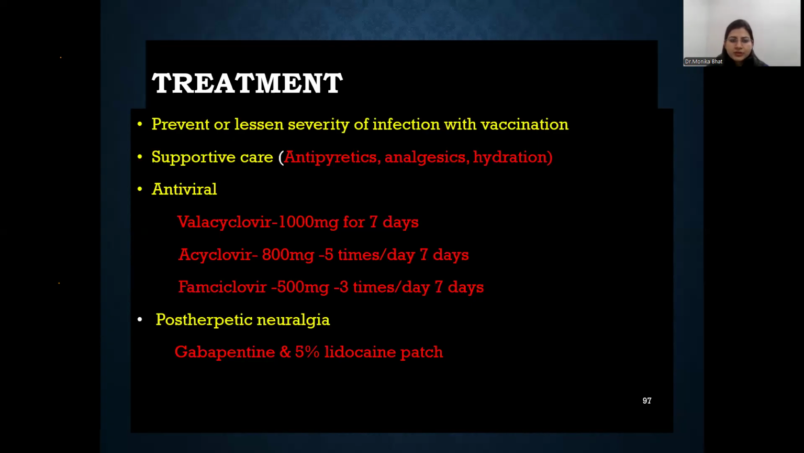Antivirals will be given to the patients as acyclovir 800 mg 5 times per day for 7 days, or valacyclovir 1000 mg for 7 days. For post-herpetic neuralgia, we give gabapentin and a 5% lidocaine patch to treat the pain in the patient.